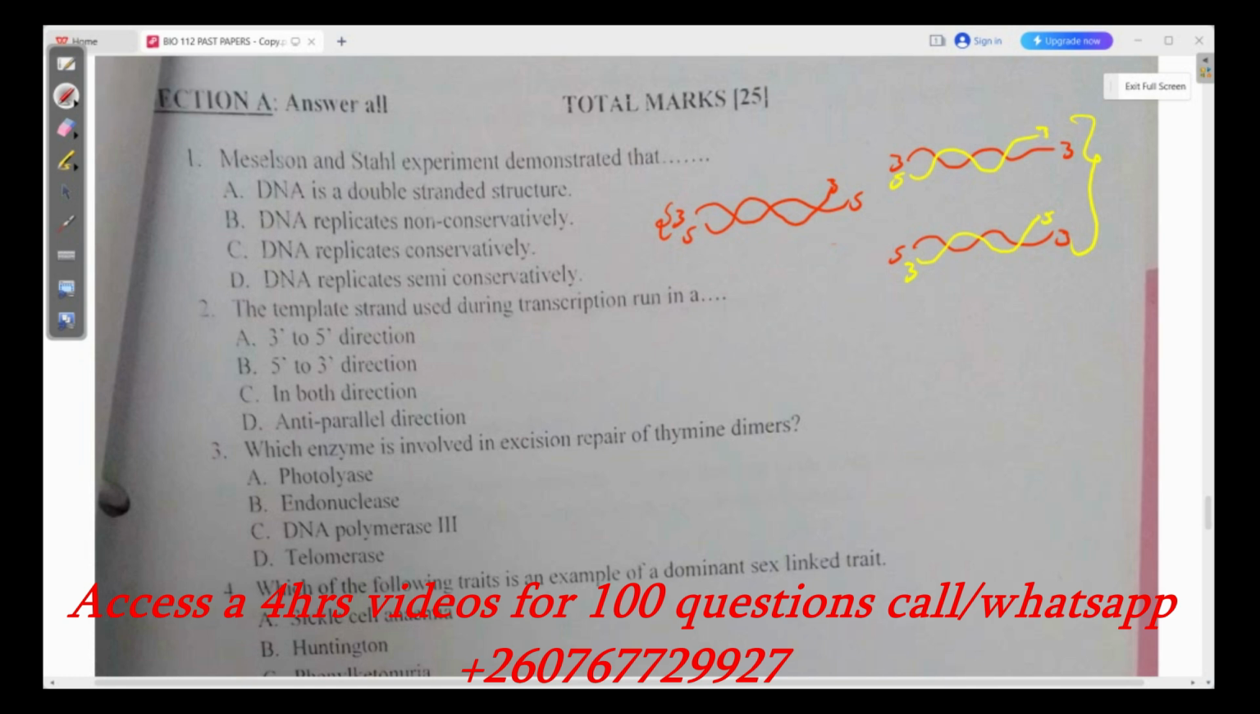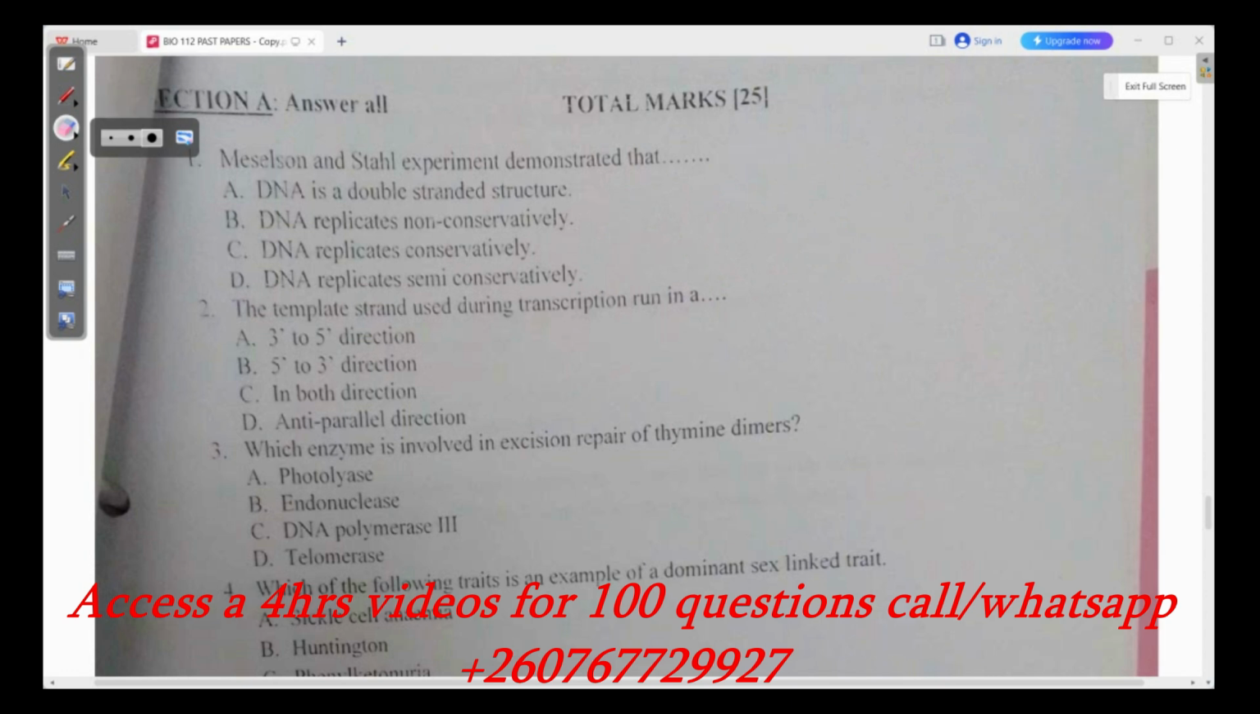A is saying DNA is a double-stranded structure. This is not what the experiment was about. B is saying DNA replicates non-conservatively. As I've already explained, it replicates semi-conservatively. Then C is saying DNA replicates conservatively. What conservative means is that one of the new DNA molecules will have both old strands, and the other will have both new strands, which is not true. Each newly synthesized DNA is going to have one old strand and one new strand. That is semi-conservative. So the answer is D, which is saying DNA replicates semi-conservatively. That is what this experiment was all about.